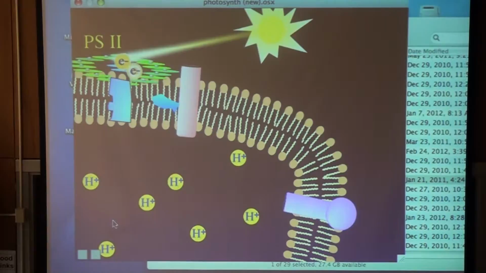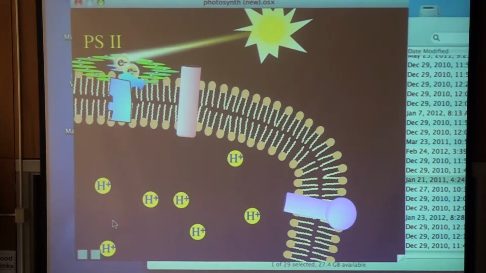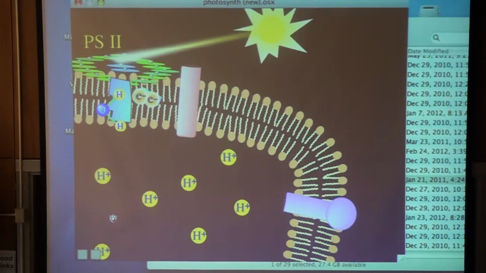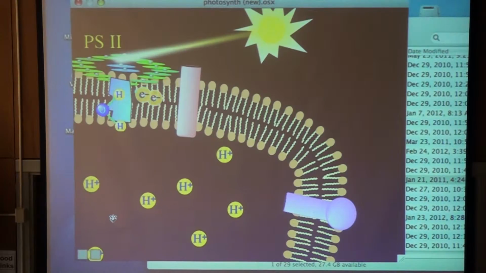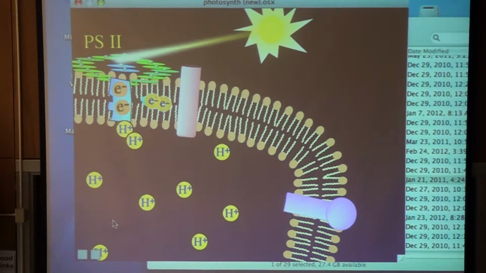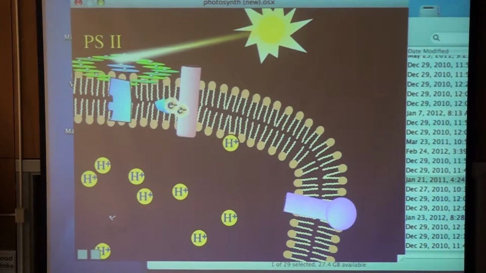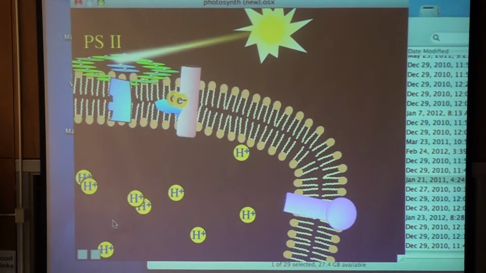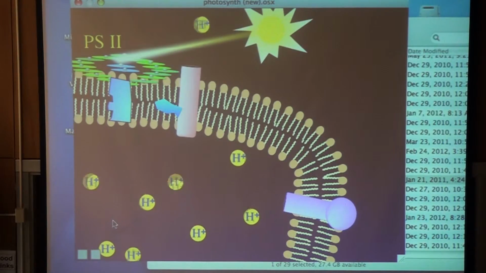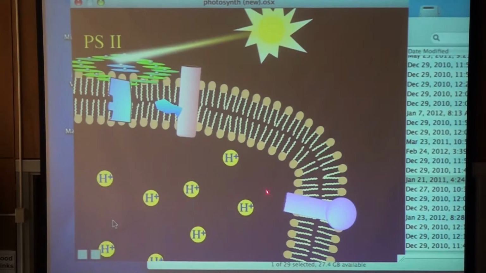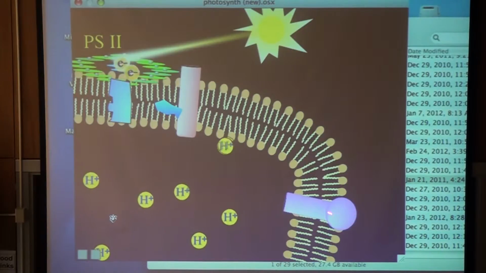Electrons are excited in photosystem 2, energized. Plastoquinone picks them up, shuttles them to the cytochrome complex. Water is split to replace those 2 electrons. The energized electrons are delivered to the cytochrome complex, and it uses their energy to pump up hydrogen ions, which ultimately are going to be used now to make ATP through the ATP synthase molecule.